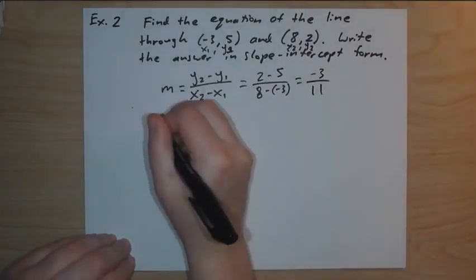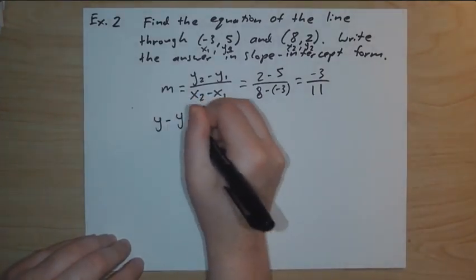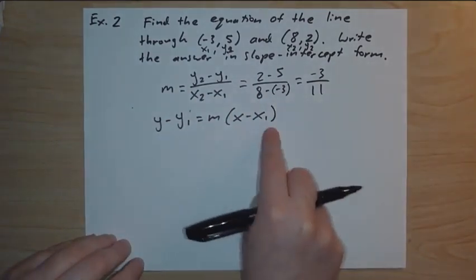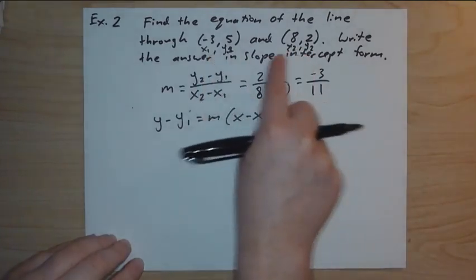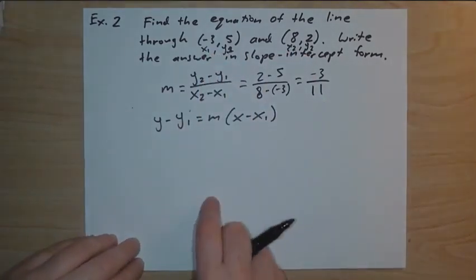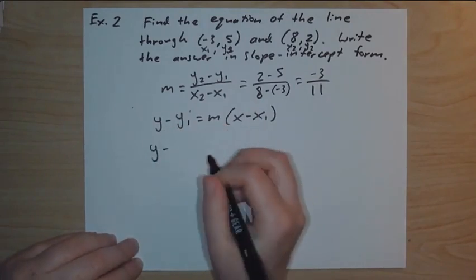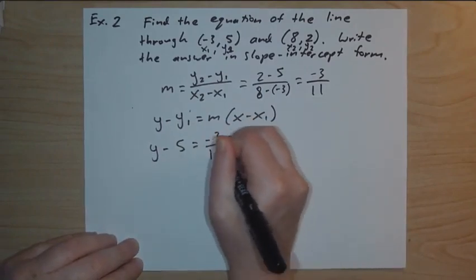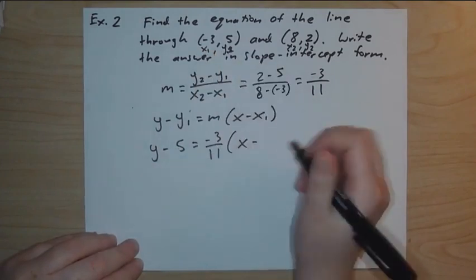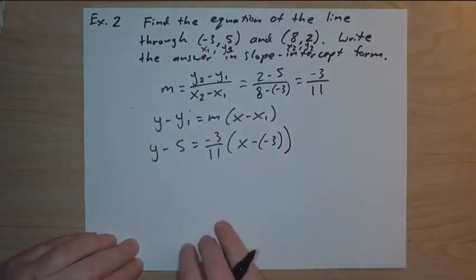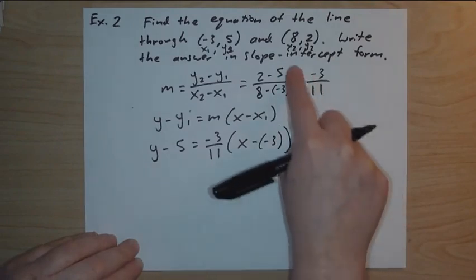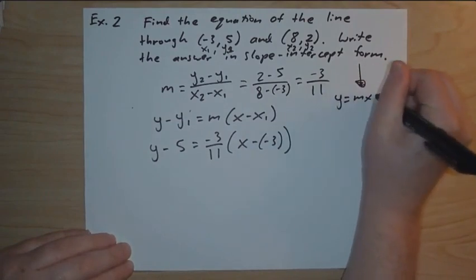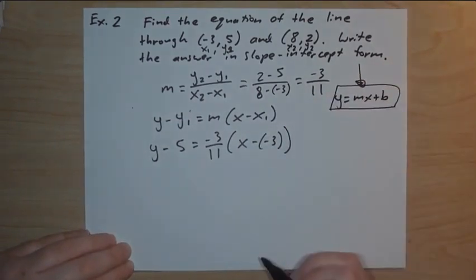So point-slope form is y minus y1 is equal to m times x minus x1. These values x1 and y1 are just either one of the points. I'm going to choose this one just for consistency. So we have y minus y1, which is 5, is equal to m, which is our slope that we solved for, -3 over 11, times x minus x1, which is -3. And then we're just going to solve this for y to get it in slope-intercept form, which is the form y equals mx plus b, just for reference. So you want it in this form right there.